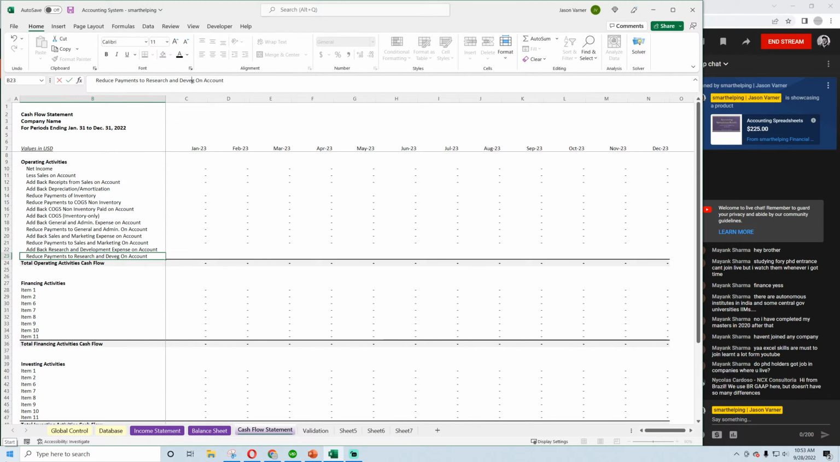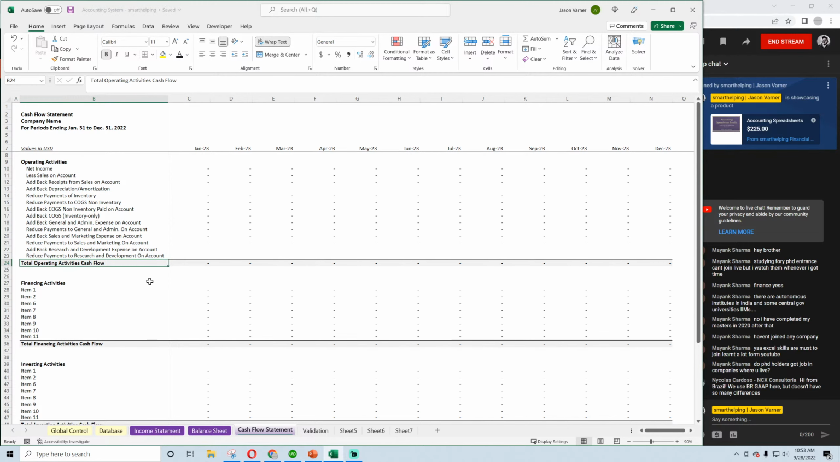Research and development. Okay. Add back on account, reduce payments. So here we want reduction in account there.